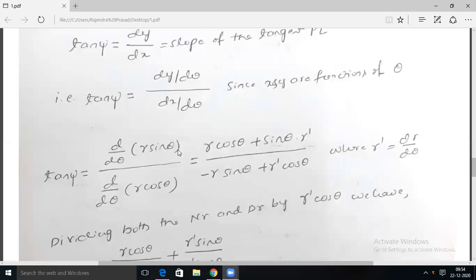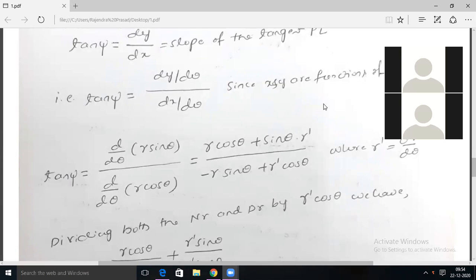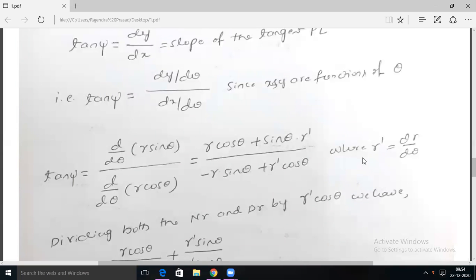R keep as it is, differentiation of sin theta is cos theta, plus sin theta keep as it is, differentiation of r is r dash. R with respect to theta differentiated, we get dr by d theta, right? Instead of dr by d theta, we can write here r dash, that denotes dr by d theta. Yes or no? R dash denotes dr by d theta. So that's why, first function r keep as it is, differentiation of sin theta is cos theta, plus sin theta keep as it is, differentiation of r is r dash.